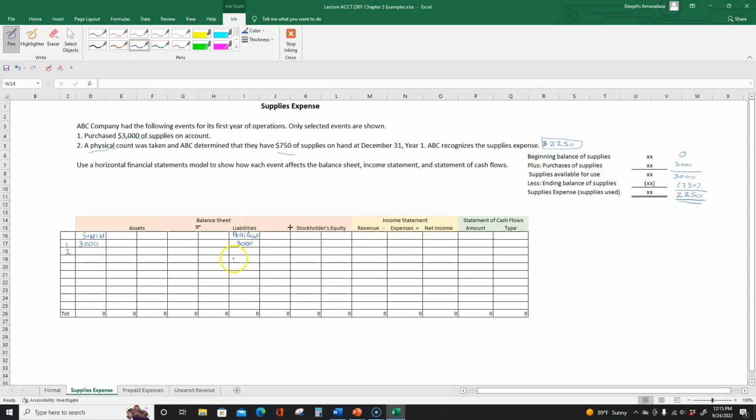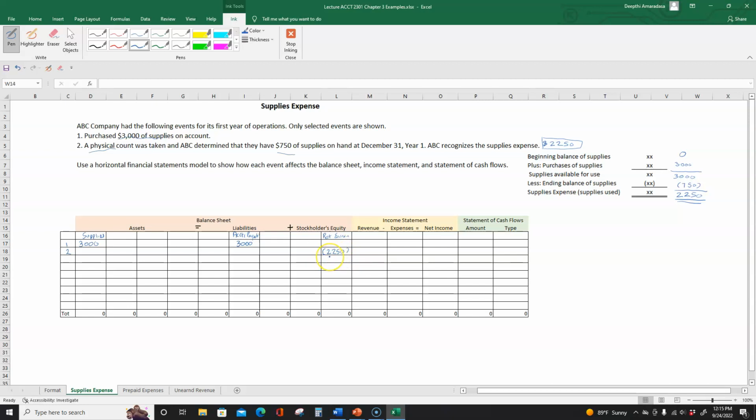In transaction 2, our supplies used up increased. So we've determined that our supplies used up was 2,250. That's a supplies expense. So we know that expenses have the effect of decreasing retained earnings. Retained earnings is a stockholder equity item, so I'm going to stockholder equity and say retained earnings. And retained earnings decreased because supplies expense increased. Supplies expense has the effect of decreasing retained earnings, so 2,250 decrease under stockholders' equity.